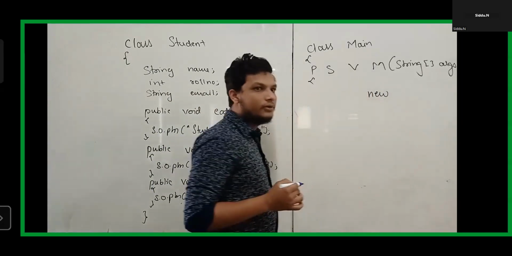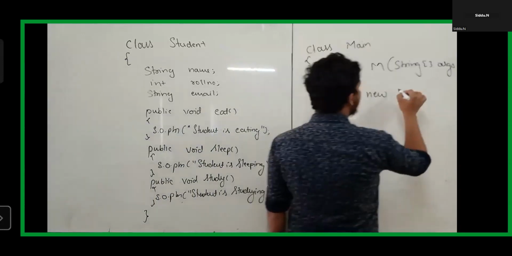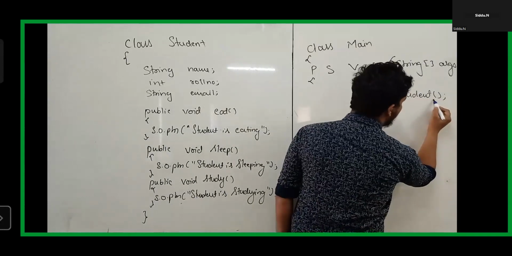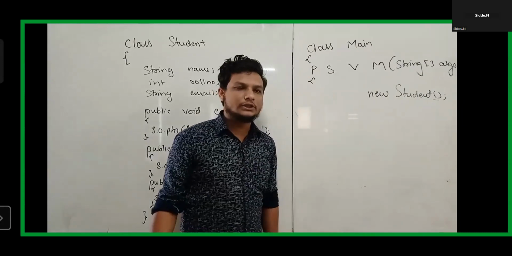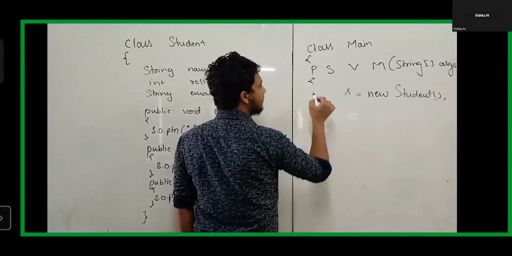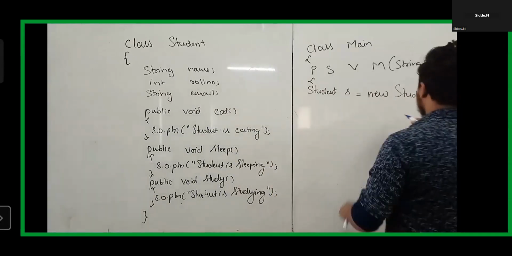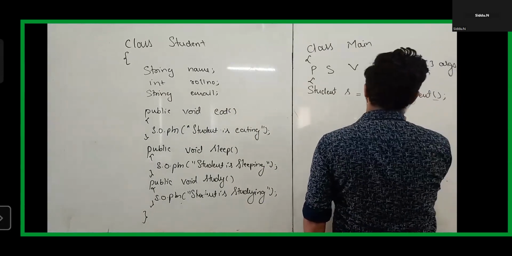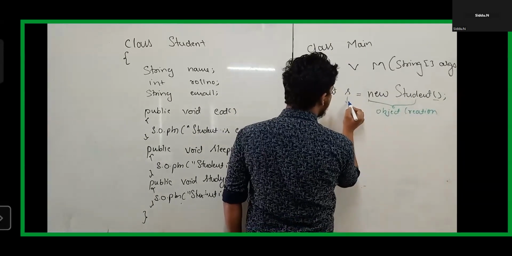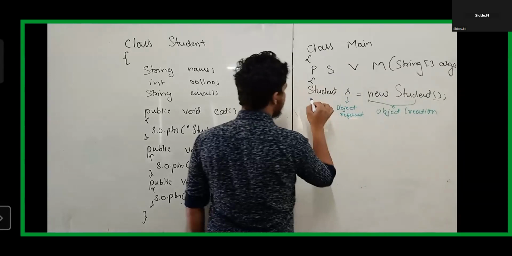After new, what do I have to write? Student, because I want to create an object of the Student class. I'll write new Student(), with open and close brackets and a semicolon. I'll teach you why the brackets when I take the concept of constructors. For this door, I'll create a handle. Let me call it s, and s is of type Student. Let me define it once again: this is nothing but my object, object creation. This variable we call the object reference, of the type of the object.